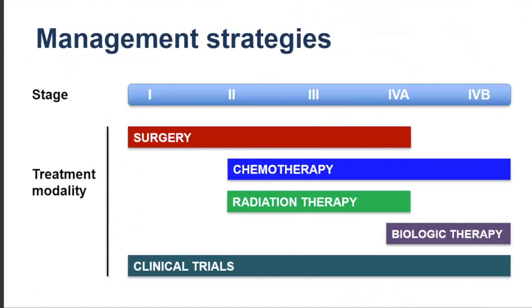The management strategies depend on really the stage of disease primarily, also the histology, the subtype of tumor. So as you'll see, depending on the stage, for early stage and locally advanced disease, surgery is really the key to good disease control. And that modality can be aided by chemotherapy or radiation, especially for locally advanced disease or stage 3 disease.